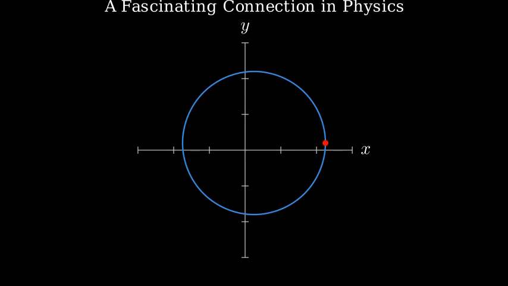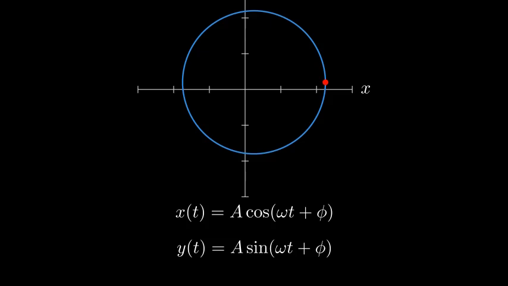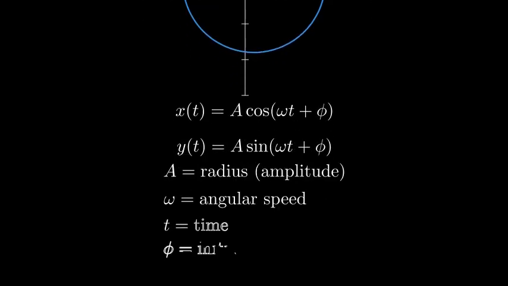The position of this point at any time can be described using trigonometric functions. The x-coordinate equals A times the cosine of omega t plus phi, and the y-coordinate equals A times the sine of omega t plus phi. Here, A is the radius of the circle, omega is the angular speed in radians per second, t is time, and phi is the initial angle or phase constant.